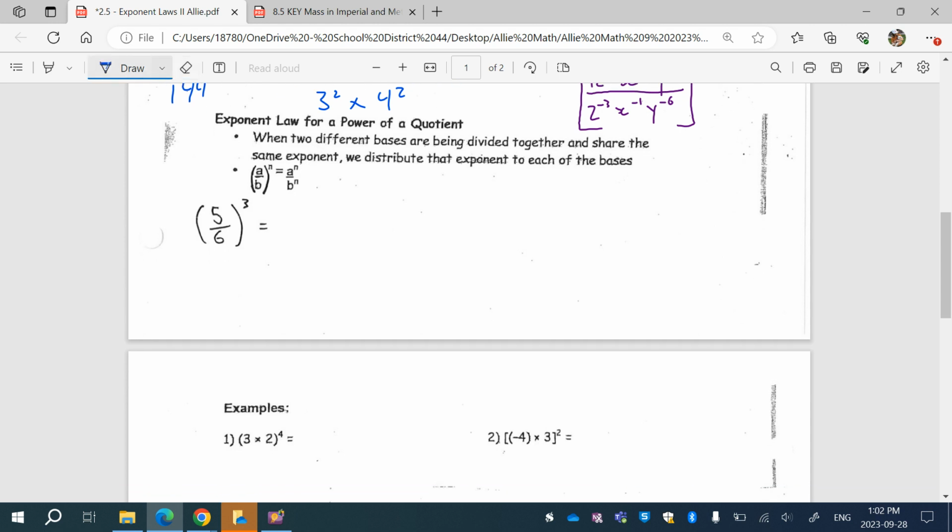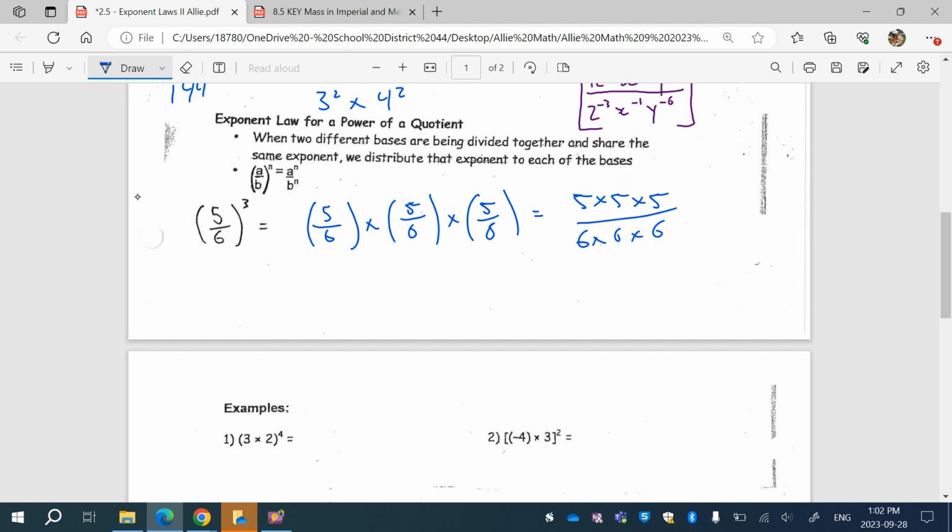So I'll show you what this looks like. If we expanded this out, we would have 5 over 6 times 5 over 6 times 5 over 6, which is the same as 5 times 5 times 5 over 6 times 6 times 6, which is the same as 5 to the power of 3 over 6 to the power of 3. So we could have just distributed this 3 to each of them from the beginning. So that proves why this works.